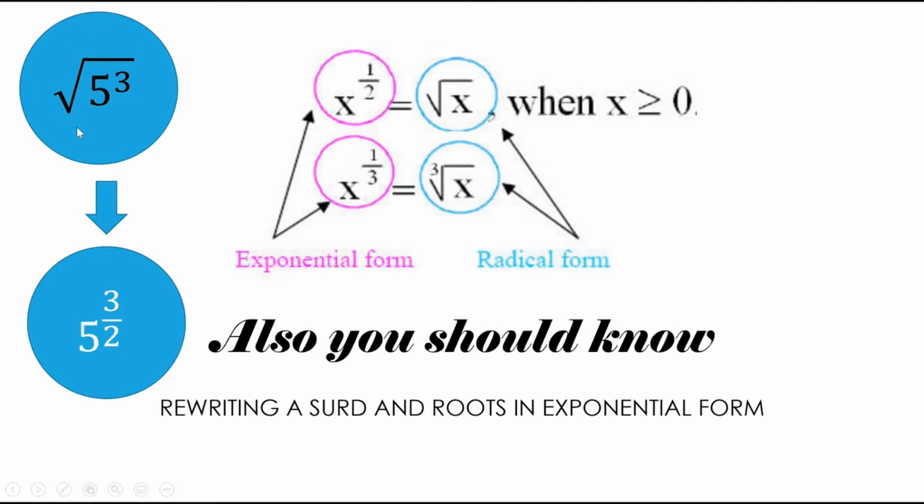Square root means the power is 1 by 2, and already the 3 was there. So it becomes 3 times 1 by 2. That means 3 by 2.